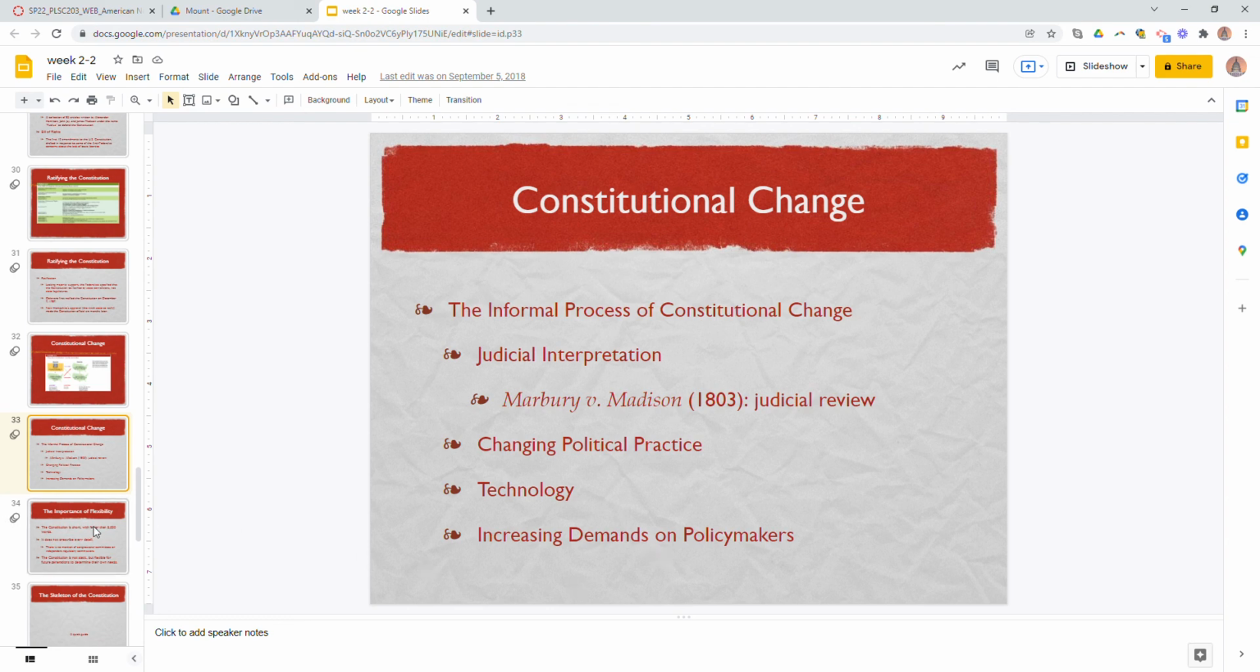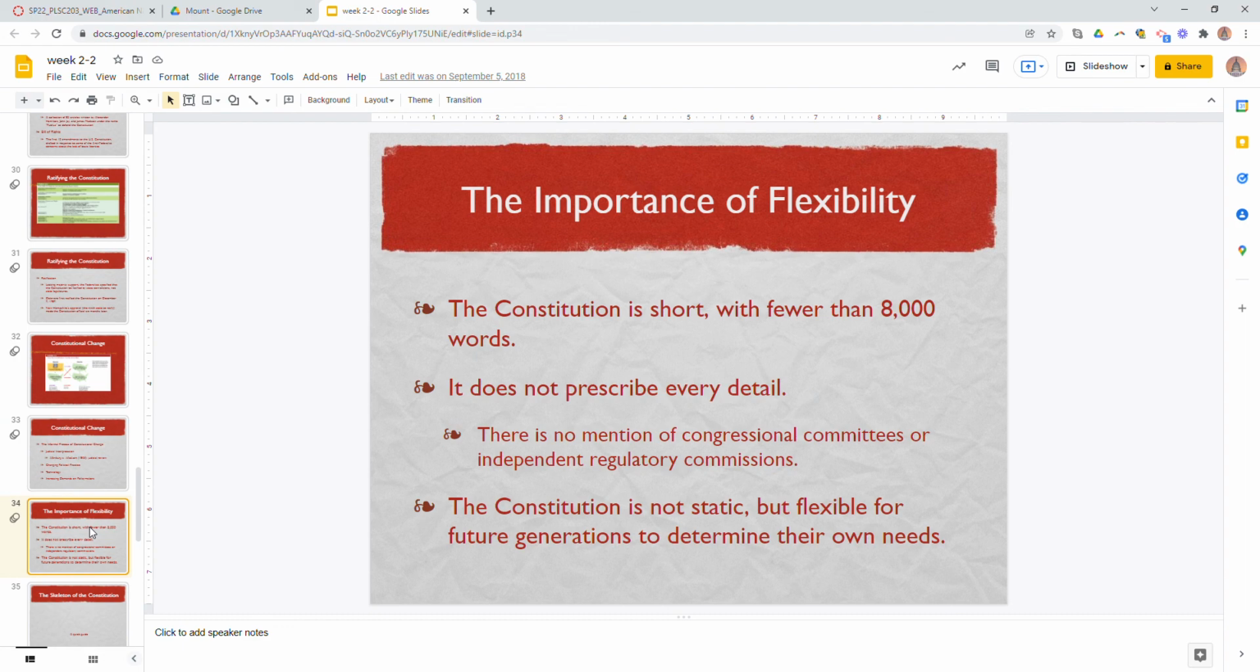Okay, so one of the things is the Constitution is flexible, which is why it's been such a successfully stable document. Okay, it's short, only 8,000 words. You can read it in probably 20 minutes, but it doesn't prescribe every detail, which means we can adapt it, but sometimes those adaptations cause other problems.